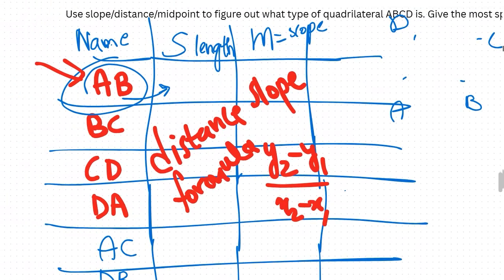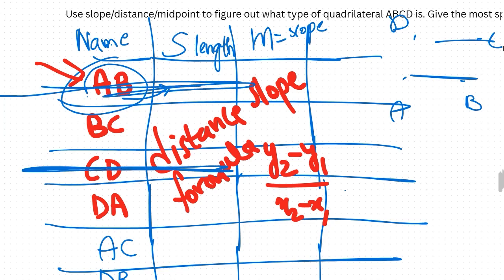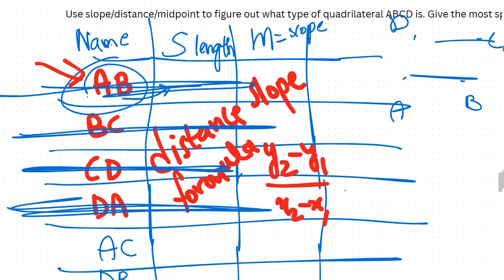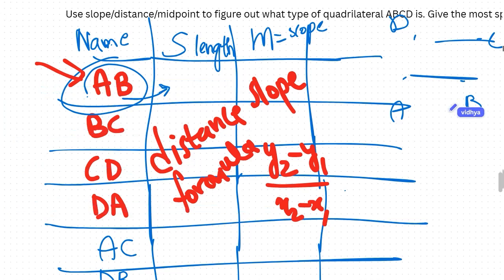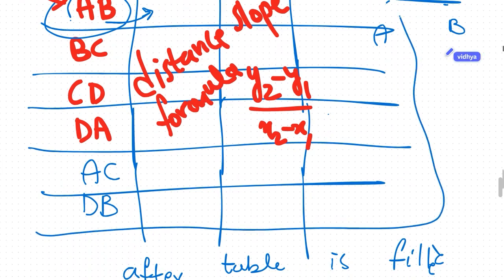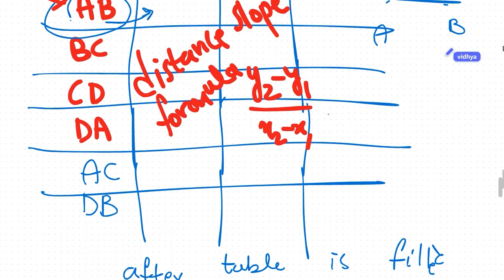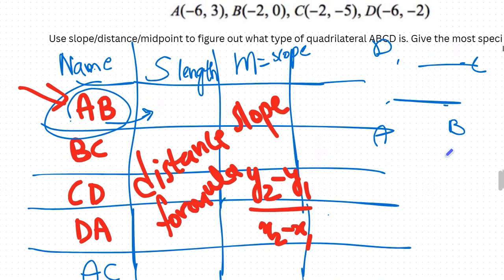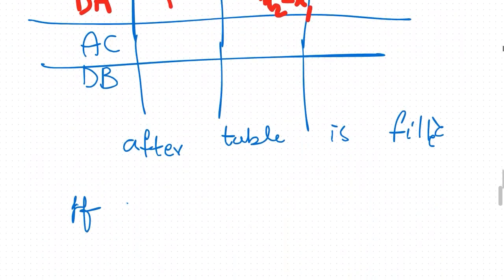If it is a parallelogram, we know that opposite sides are equal. So check if side AB and which one should be equal? CD. If they are equal, and BC and DA should also be equal, then it's a parallelogram. You have to compare. This table is extremely important for all questions. You can use this concept.